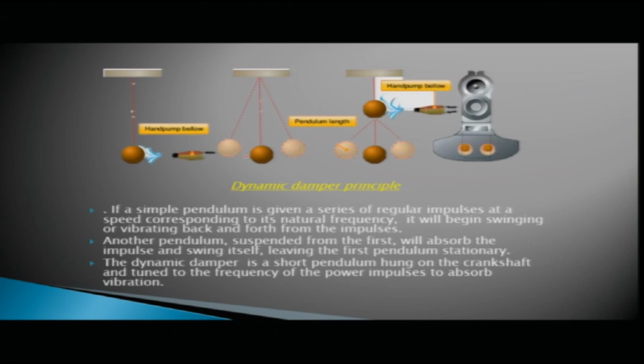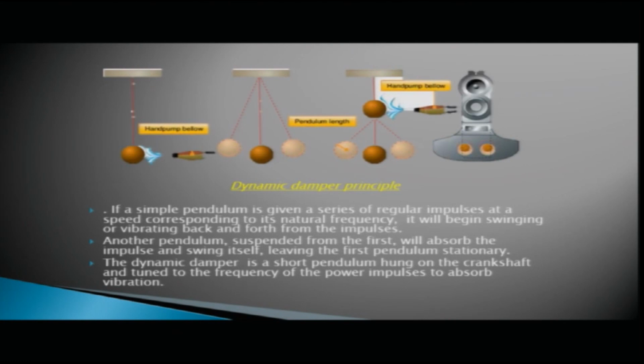Another pendulum suspended from the first. You can see this is your first pendulum. Another pendulum suspended from the first pendulum will absorb the impulse and swing itself, leaving the first pendulum stationary. So, the second pendulum which is suspended from the first pendulum will absorb the impulses and swing itself and will leave the first pendulum stationary.